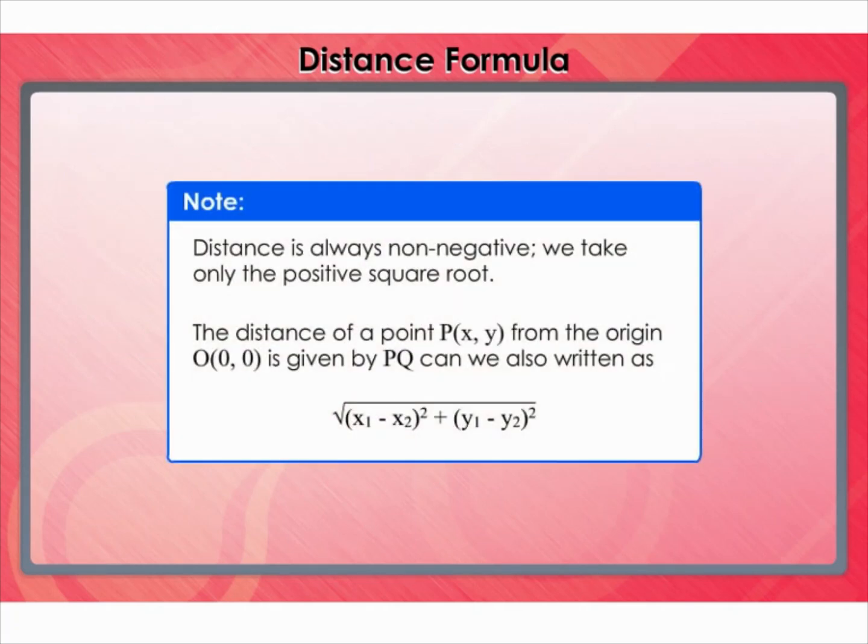Note: distance is always non-negative. We take only the positive square root. The distance of a point P(x, y) from the origin O(0, 0) is given by PO, which can also be written as root of x square plus y square.